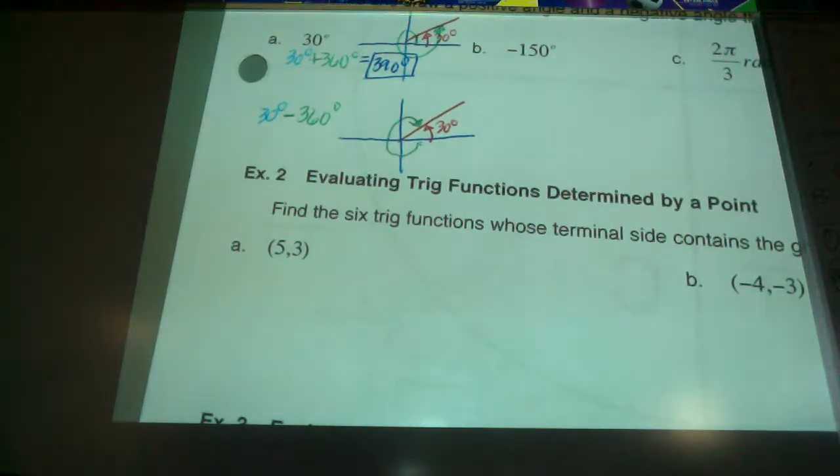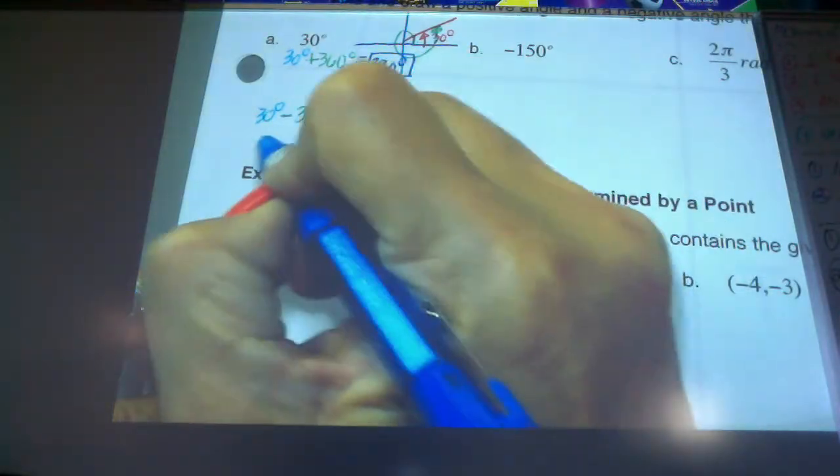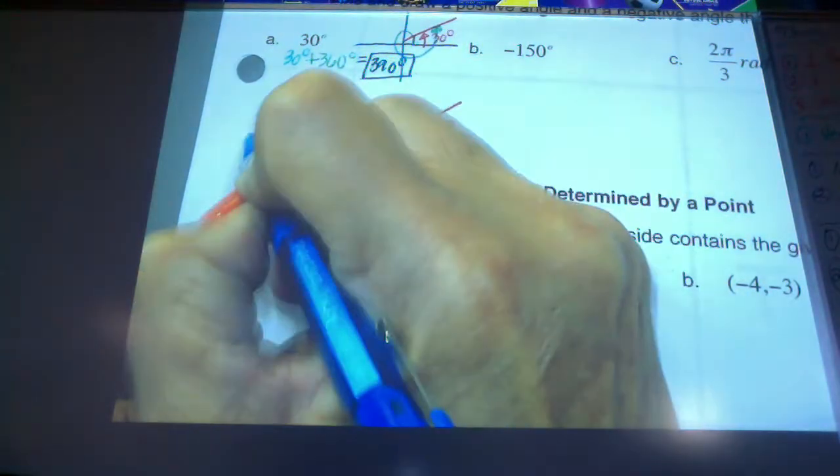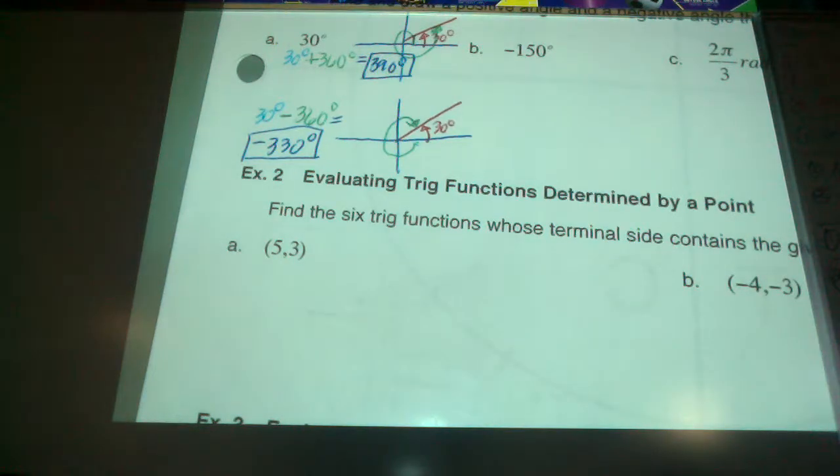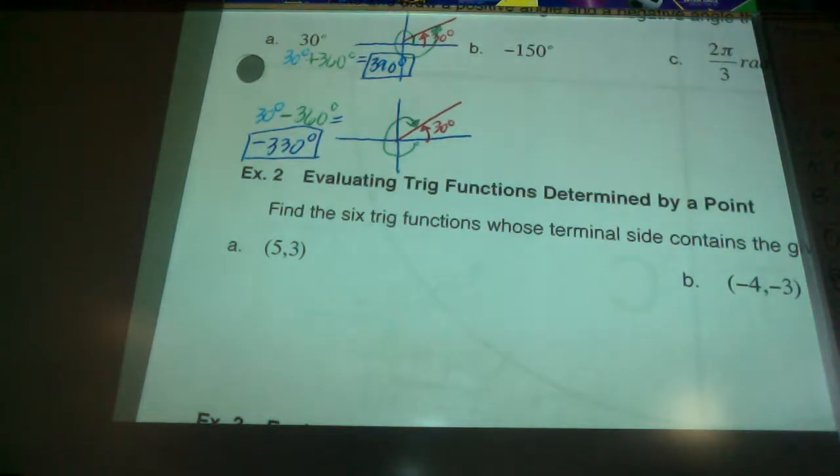What does that give me? Negative 330 degrees. So we always add full revolutions and always subtract full revolutions. If adding or subtracting a full revolution does not get you your positive or your negative answer, you might have to add or subtract another full revolution. So we just keep adding and subtracting full revolutions until we get the positive answer we're looking for or the negative answer that we're looking for. And I'll show you what I mean as I get to a bigger number here in a minute. So are we okay with that? No questions on that? Makes sense?